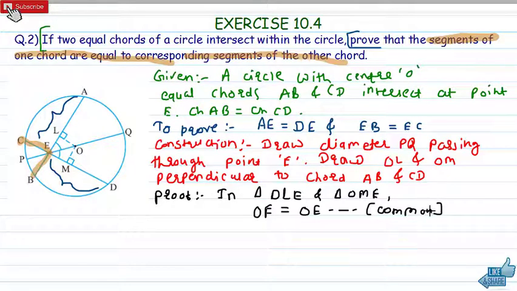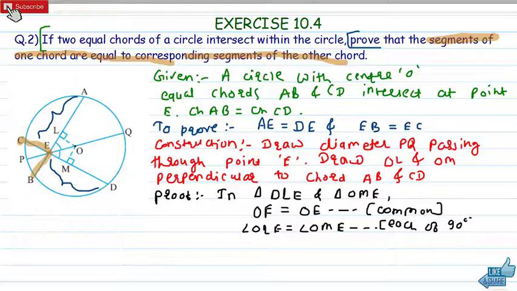I am going to use which criteria? RHS rule. Now angle OLE is equal to angle OME. The reason behind it, each is 90 degrees. Correct?